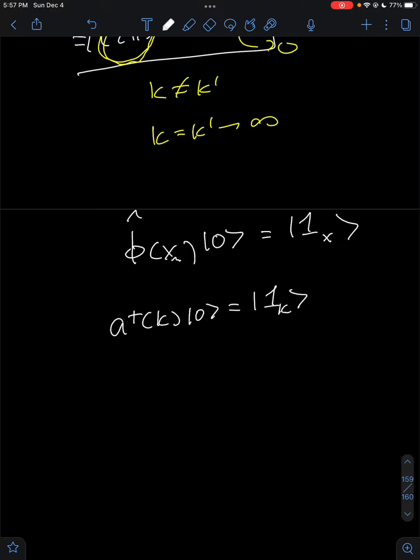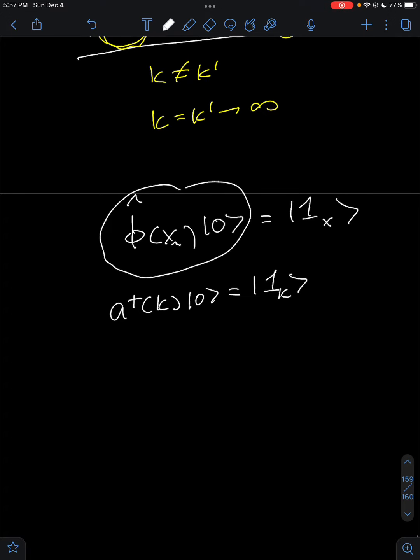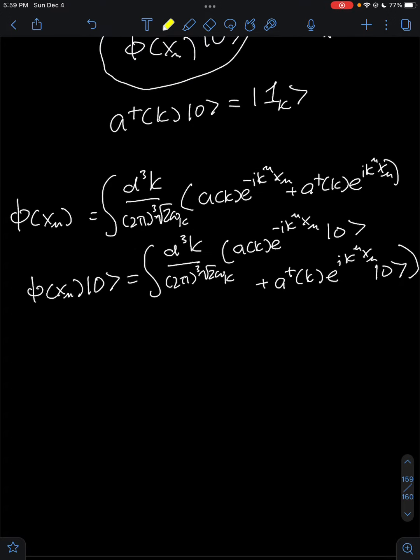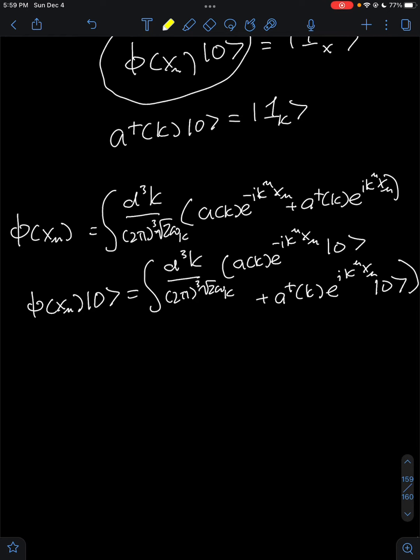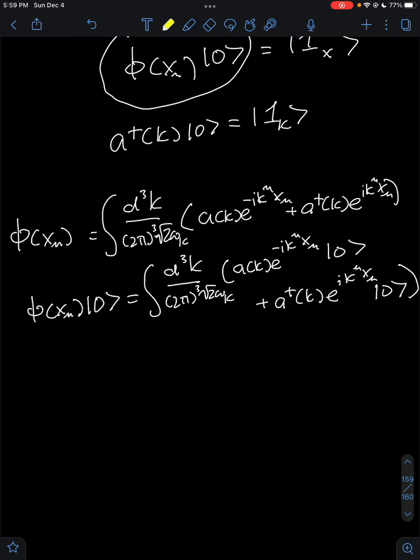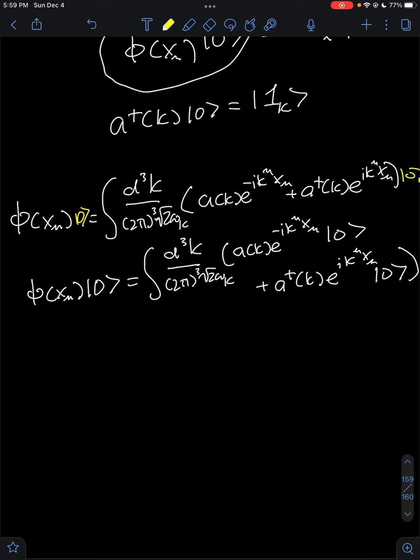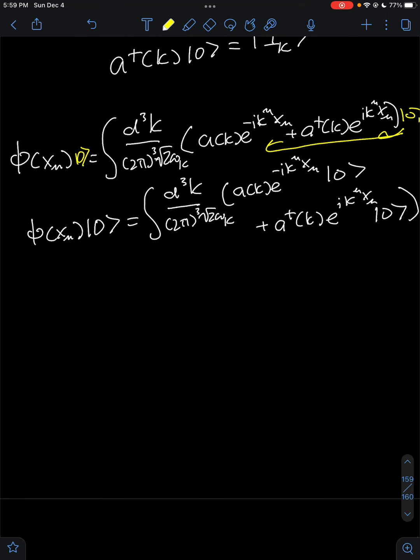Well, to actually find what that is, you have to carry out this computation. So let's do that right now. I've written out our free scalar field right over here. What we want to find out is the field acting on the vacuum state. It's pretty straightforward. We have to multiply both sides by the vacuum state, and then distribute this vacuum state on the inside. If we distribute it, we get this over here.